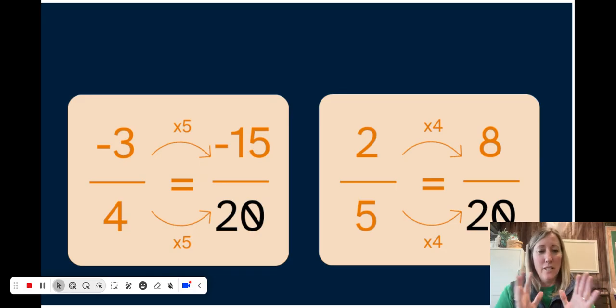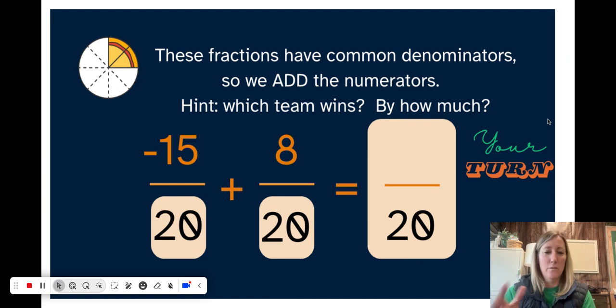Next up, create equivalent fractions. So we multiply by 5 over 5 here to create an equivalent fraction. So -3 times 5 is -15. 4 times 5 is 20. Those are equivalent, equal, same. You get the same amount, right? Over on the right side, we multiply by 4 on the top and multiply by 4 on the bottom. So now we have 2 equivalent fractions with the common denominator of 20. So we can add those up.